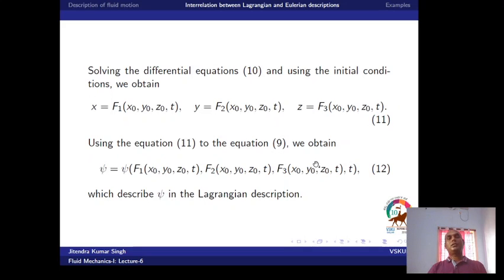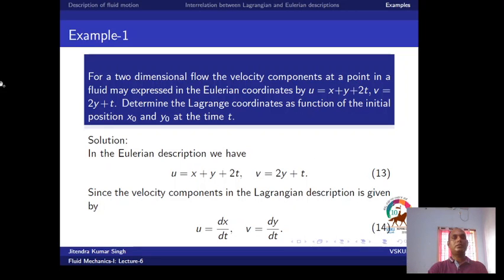Okay, so we discussed how to describe the motion, and we have tried to establish the interrelation between both descriptions. Now let us see one example based on these descriptions. Suppose for a two-dimensional flow, the velocity components at a point in a fluid are expressed in the Eulerian description by u equal to x plus y plus 2t, v equal to 2y plus t. We have to determine the Lagrange coordinates as functions of the initial position x naught and y naught at time t. Here the motion is given in the Eulerian description, and we have to determine the same motion in the Lagrangian description.